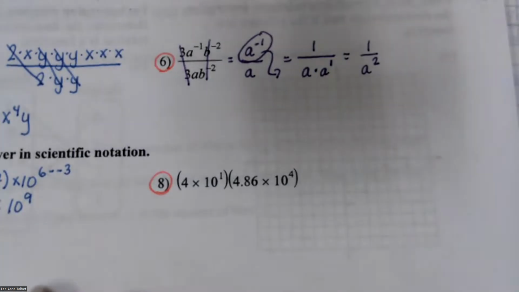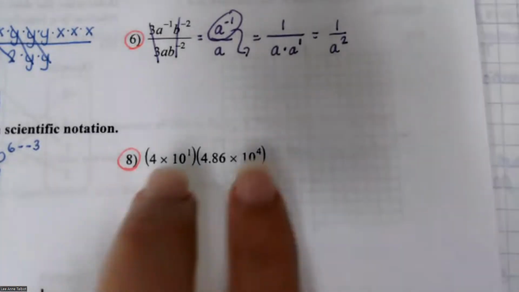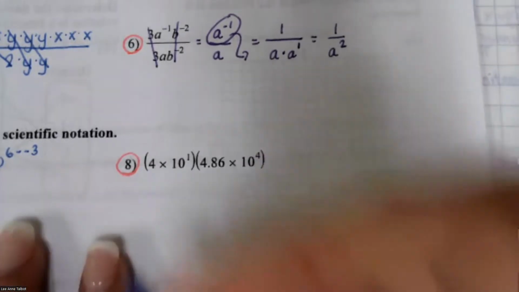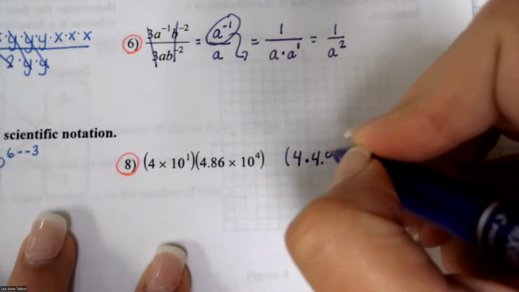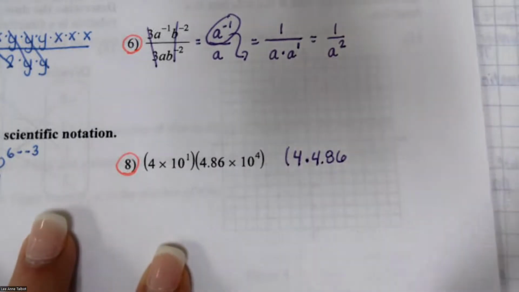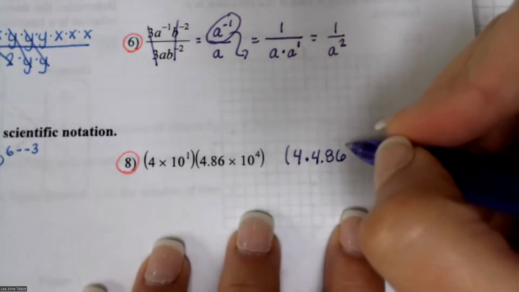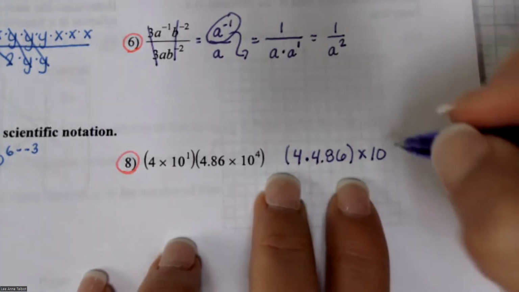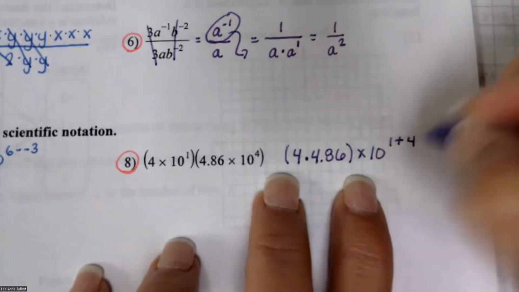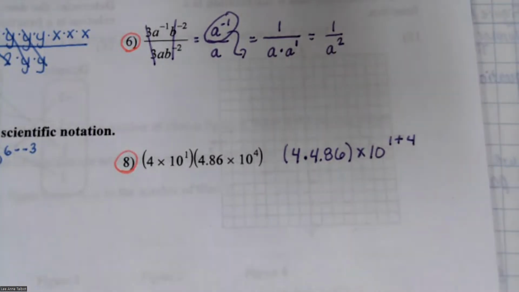Okay, next one, scientific notation, your favorite. This one's a multiplication one. So we're going to do 4 times 4.86 times 10 to the, so we multiply the numbers and we add the exponents. Multiply the numbers, add the exponents.